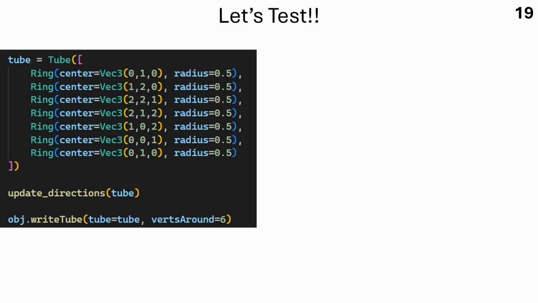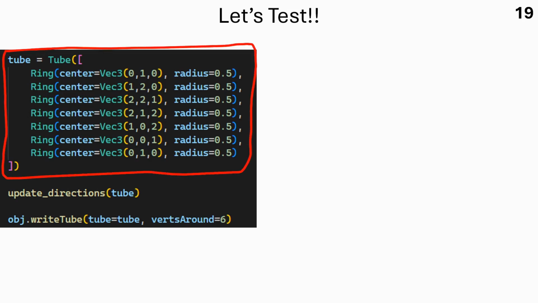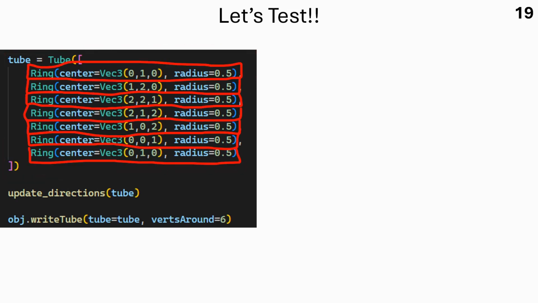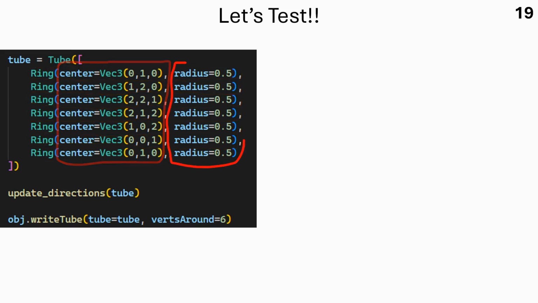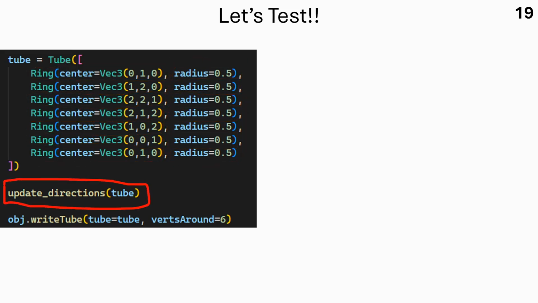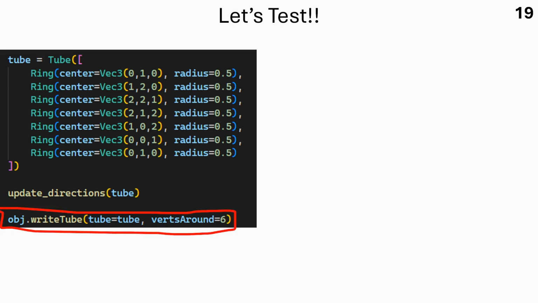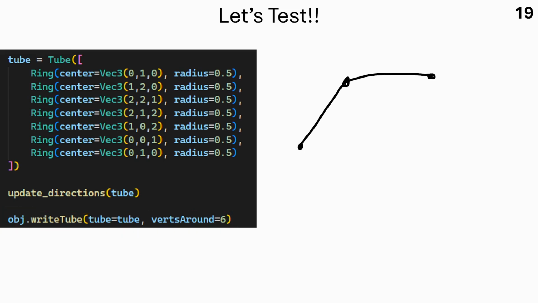So let's test it. Here's some testing code. It makes a tube, which is made up of rings, which have centers and have radii. And then here's the algorithm described in the previous slide to determine the directions. And then we write that to an OBJ file with 6 vertices per ring. And it's supposed to look like this based upon what the centers are specified as. And let's see how it turns out.